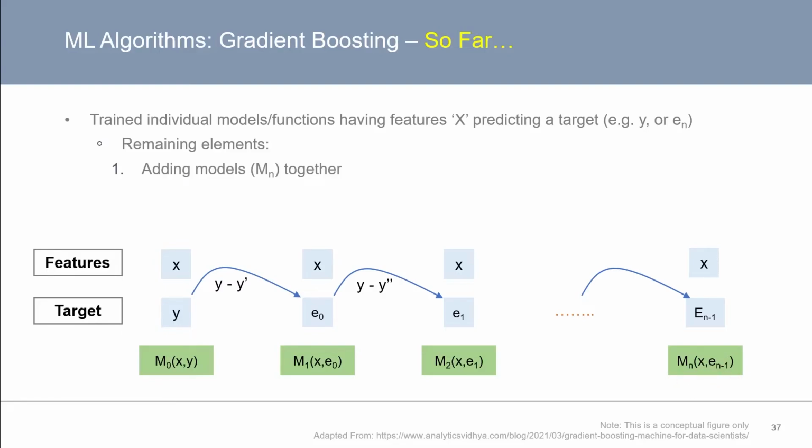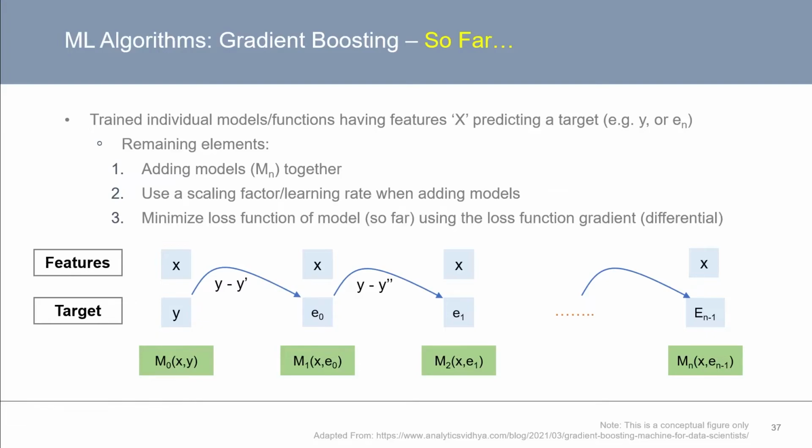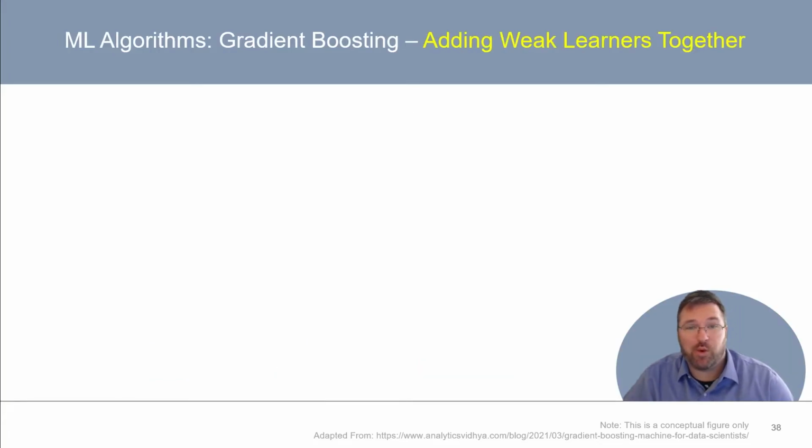However, these models M0 through Mn just represent weak models. To have our final meta model, we have to add them together along the course of training. And furthermore, after each iteration, it's typical to use some scaling factor or learning rate when adding weak models to our strengthening meta model. And lastly, while we could simply add each model to the prior one, we want to make sure that when we're doing so, we're minimizing our target loss function for the overall meta model as it exists so far. And we do this using the gradient of the loss function, also known as the differential. So let's look at how we add these weak learners together.